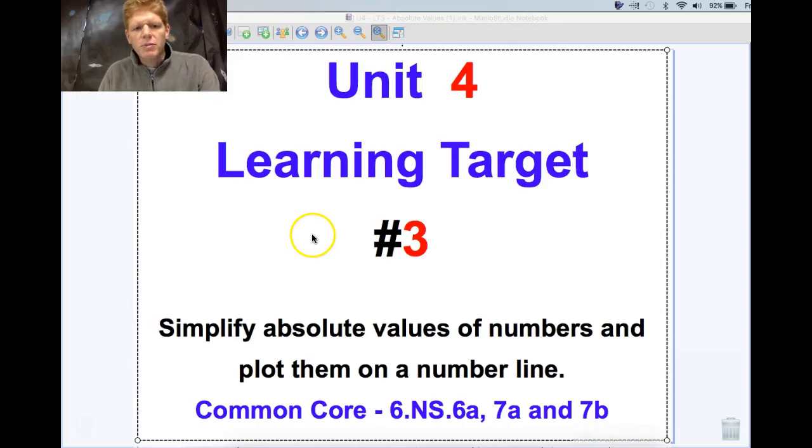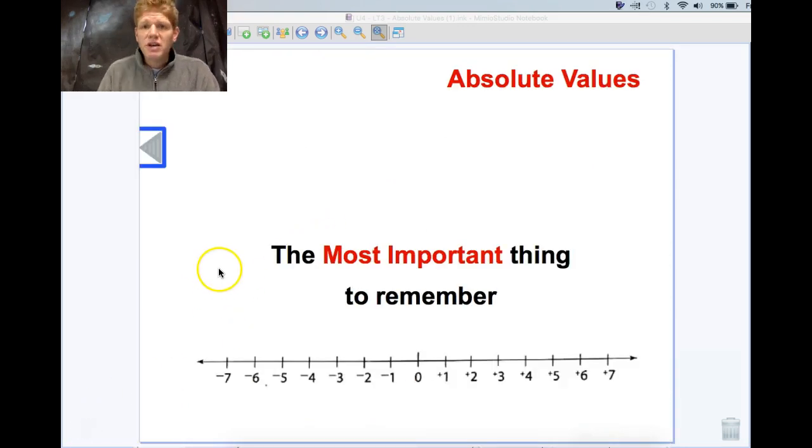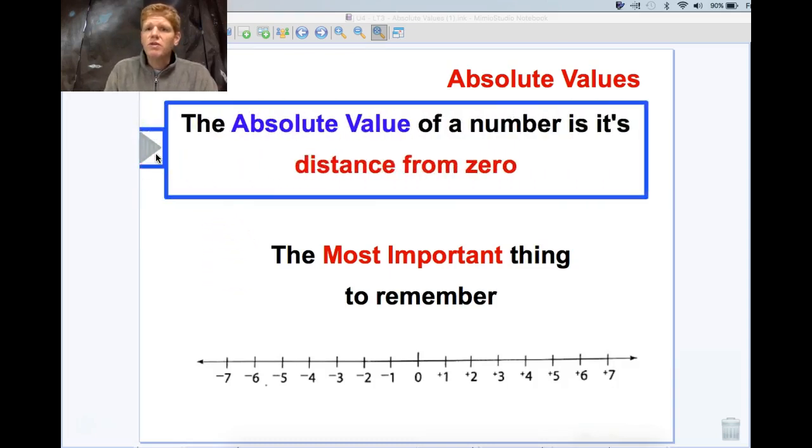Unit 4, Learning Target Number 3. Simplify absolute values of numbers and plot them on a number line. Absolute value is a concept you've probably never heard of until today. The absolute value of a number is its distance from zero. So the most important thing is that the absolute value of a number is its distance from zero.